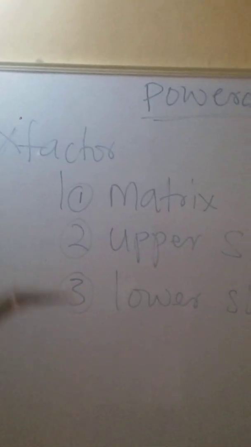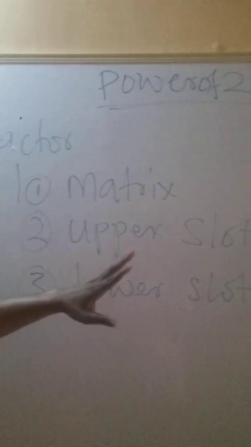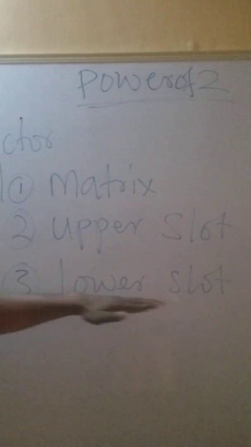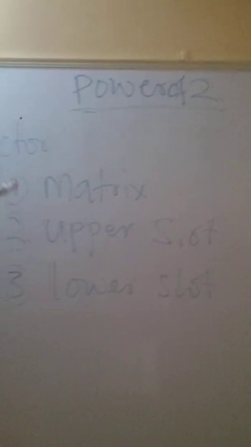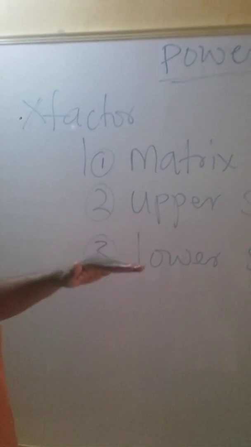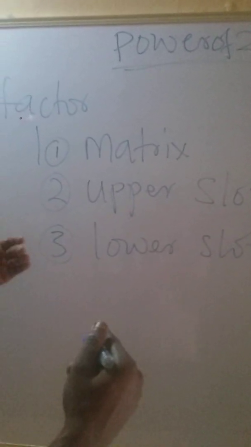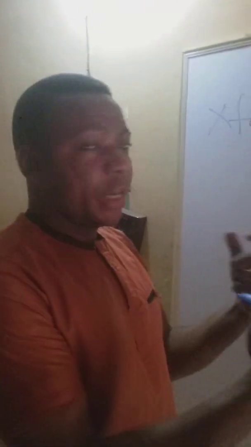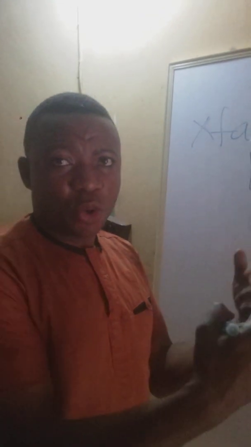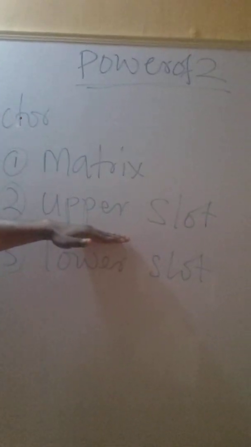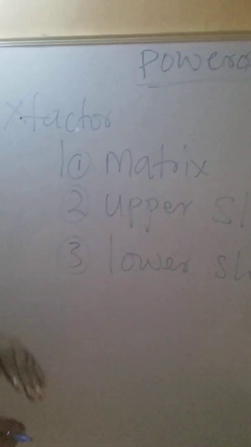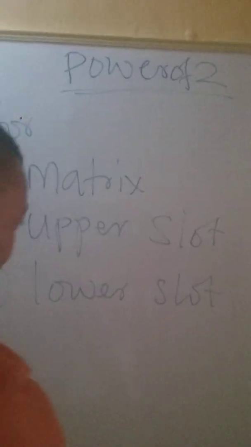Guys, as you can see on the board, the X factor is better defined from the standpoint of three branches: the matrix, the upper slot, and the lower slot, as against the prevailing teaching that the Power of Two is majorly divided into X factor and the X prime. Now, there has been a wrong interpretation trying to coin X factor and X prime. No, they do not connect. They have their different standpoints. By the time we explain what the matrix is, what the upper slot is, and what the lower slot is in the Power of Two, we'll be able to understand when we are defining and describing the X prime. So let's go, guys.